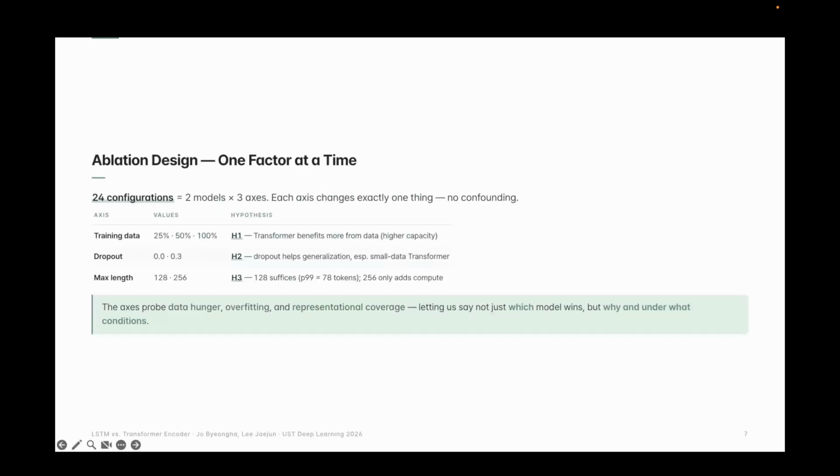Each row of this table is a question with a hypothesis. We expect the higher-capacity transformer to need more data, dropout to help the small-data transformer most, and 128 and 256 to perform about the same. Each axis changes only one thing, so the results tell us not just which model wins but why.